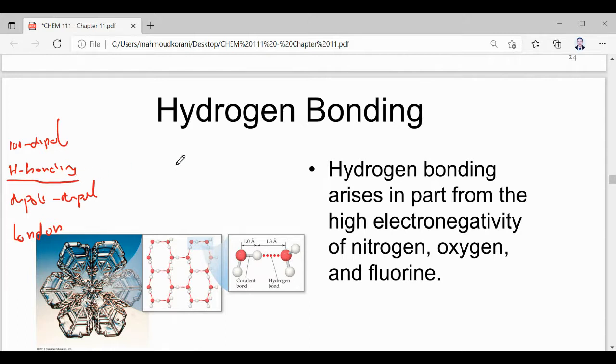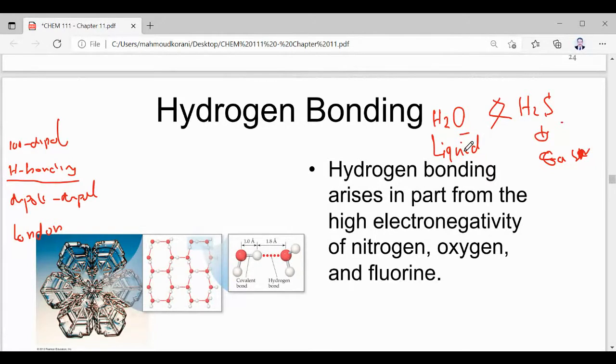I'm giving you an example. Could you discuss with me the difference between H2O and H2S? This is oxygen and this is sulfur. Hydrogen is the same. At room temperature, H2S is in a gaseous state, it's a gas, and H2O is a liquid.